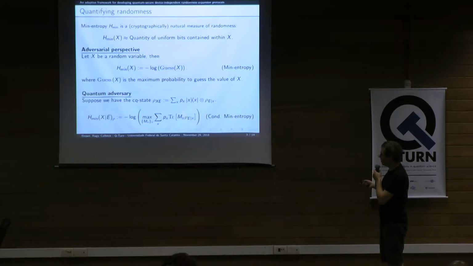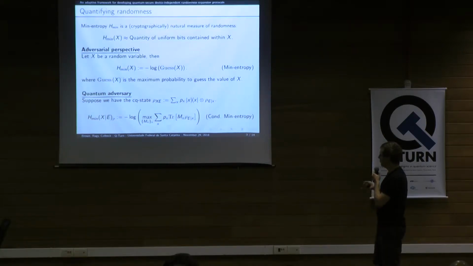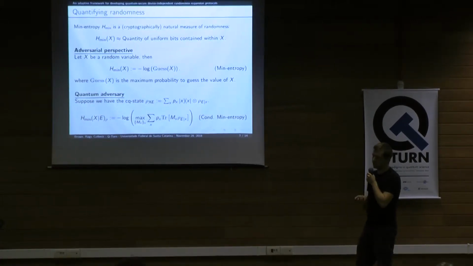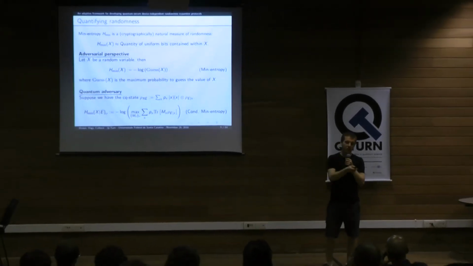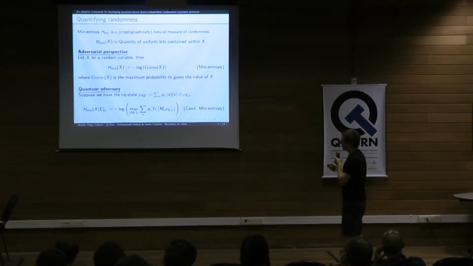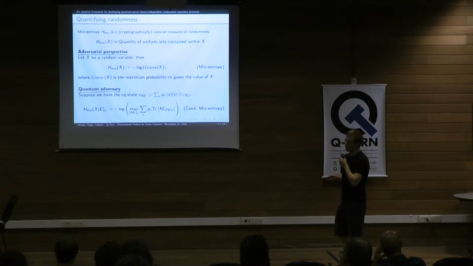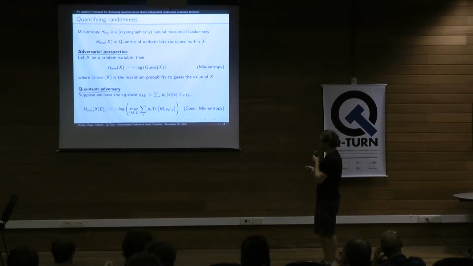So now we have our random variable x, which is just a mixture over some projections, some orthonormal basis. And this is now correlated with some other system E. So we can imagine this state came from a bipartite system, and we measured one part of that system. And now what we want to say is, okay, what's the probability that we can guess correctly given we have access to this second system? And again, this is going to be minus log of the probability we can guess correctly.